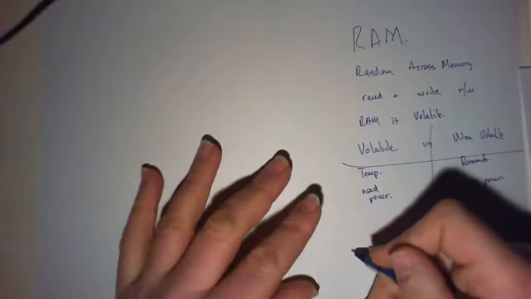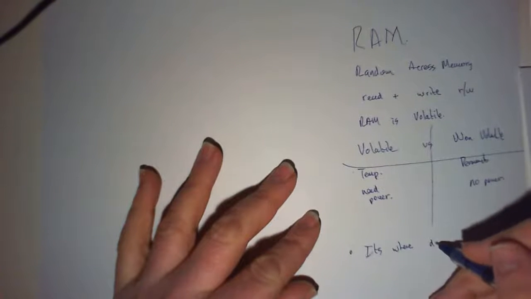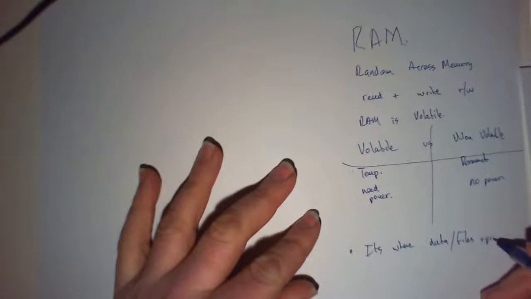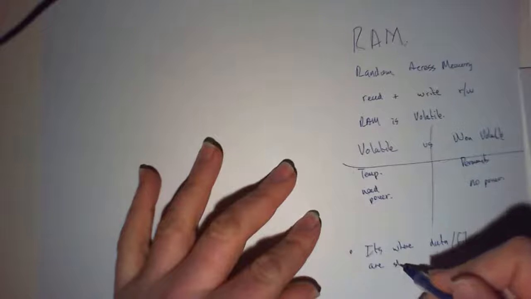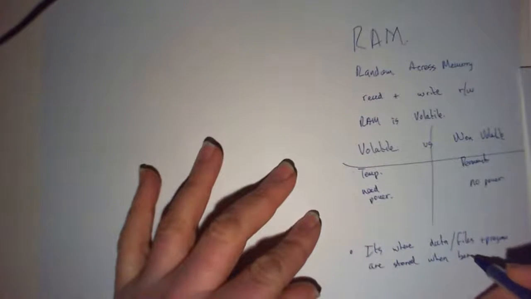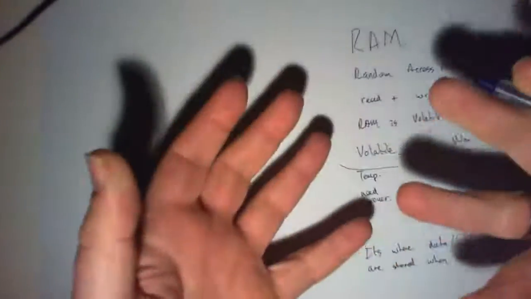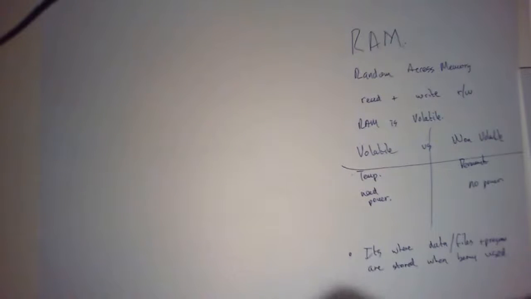So what are the characteristics of RAM? It's where all the data, the files, and the programs are stored when being used. Simple as that. If you're using something on the computer, like I am right now with this thing, all the things necessary to make this work are in the RAM. It's as simple as that.